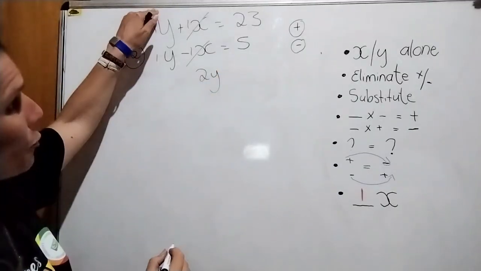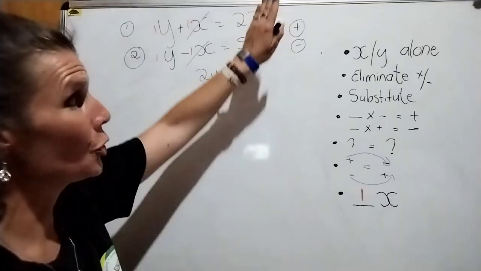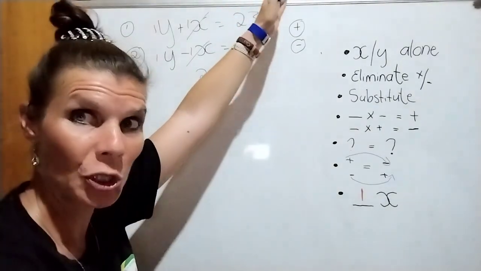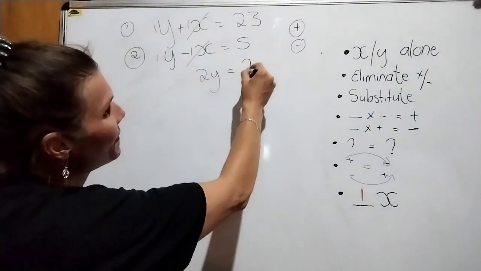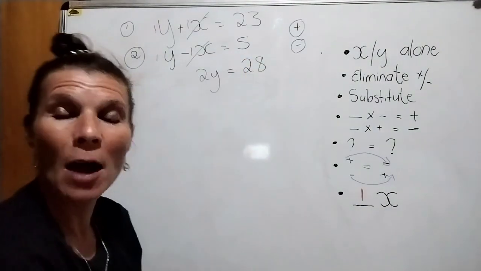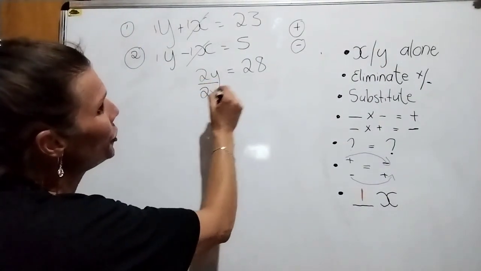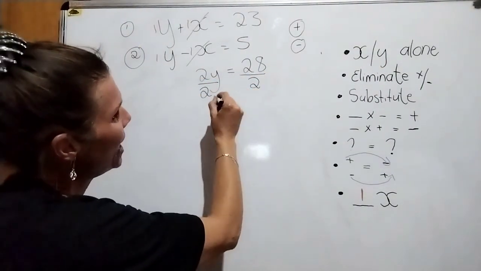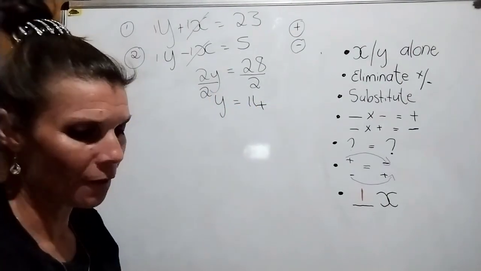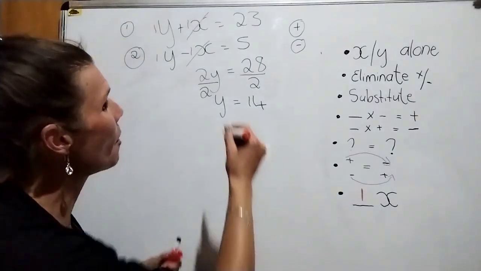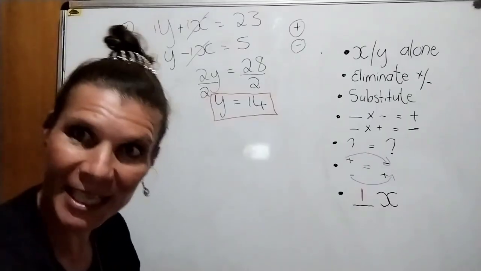1y plus 1y gives me 2y equals, what I do this side of the rainbow, I have to do that side of the rainbow. 23 plus 5 gives me 28. How can I get my y alone? Divide by 2, divide by 2. So y is going to give me the value of 14 now. So now I got my first value, and that is 14.